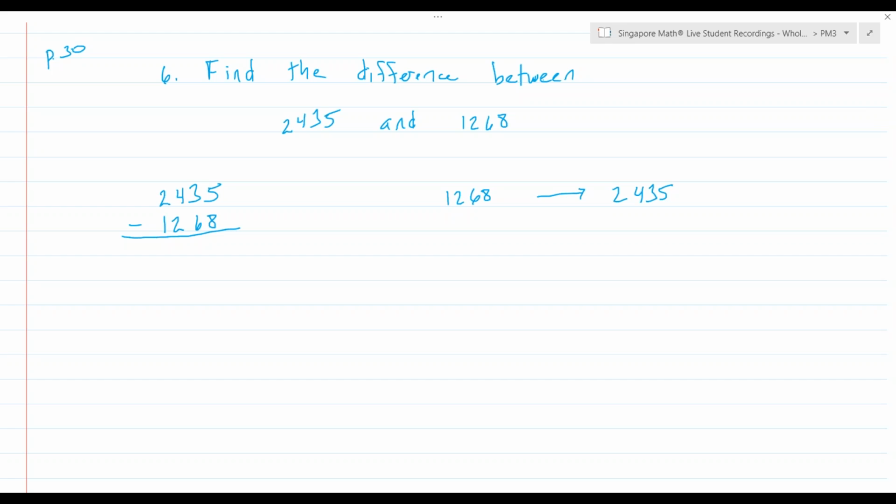I'm not going to do all of the problems in the workbook. There's a lot of practice. The truth is you'll have plenty of practice as long as you know the steps and how to do them. You'll be fine. Number 6 on page 30 asks us to find the difference between 2,435 and 1,268. Always, always, always, the book has beautiful pictures, shows you what you're doing.